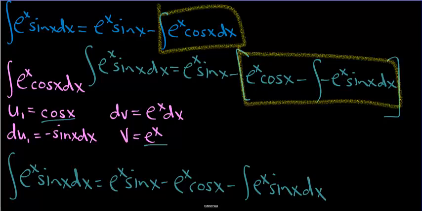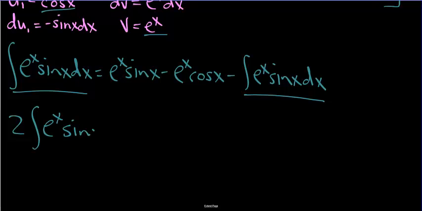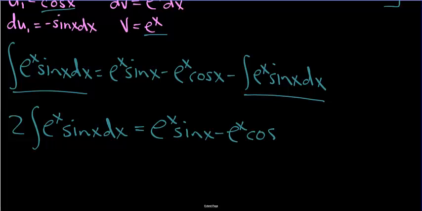Now let me see what happens here. Look at this, we've got the integral of e to the x sine x again. So let me just bring this over, and I have two of these now on this side. Because this is just algebra, right? We can take this integral of e to the x sine x from one side and bring it to the other, and now we don't have one, we have two. We're blessed with two of them.